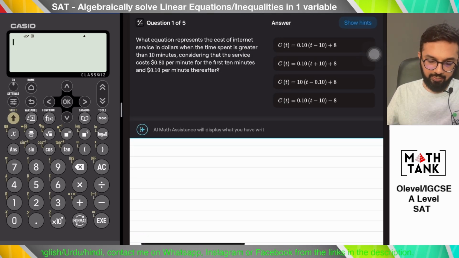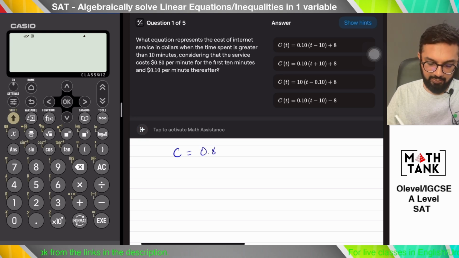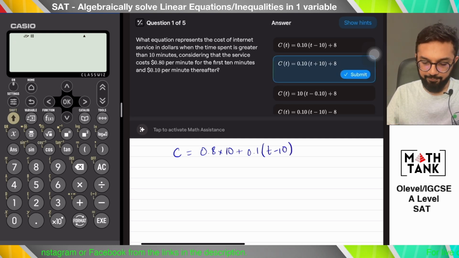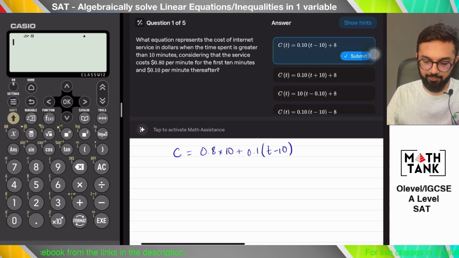What equation represents the cost of internet when the time spent is greater than 10 minutes? Considering that the service costs 0.8 for the first 10 minutes and 0.10 per minute thereafter. Okay, 0.1 times t minus 10 because those 10 minutes have been charged before. So this would be this one.